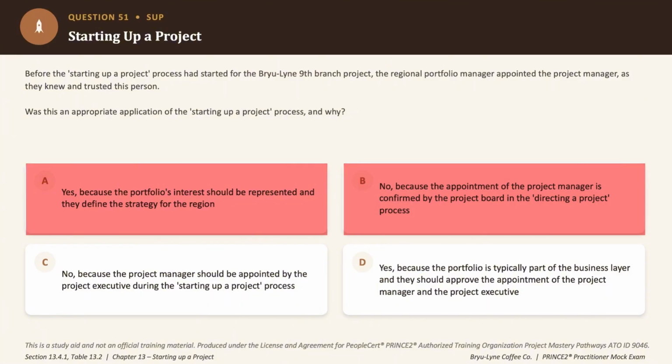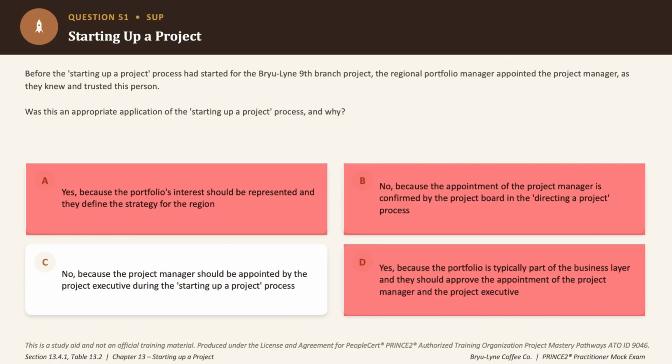Now option D says yes, treating the portfolio as part of the business layer with its approval rights here, but that's not how the accountability chain works for this activity in a typical PRINCE2 project. So eliminated as well. Now option C is very interesting. It says no, because the project executive should appoint the project manager during the starting up a project process. And that is absolutely correct, and that is how it should happen, and that's the correct sequence as well. Okay, so the correct answer to this question is option C.